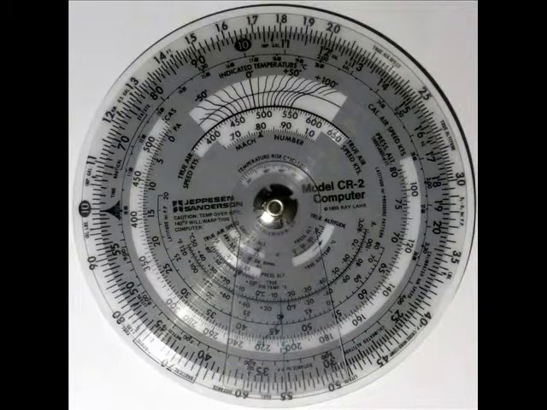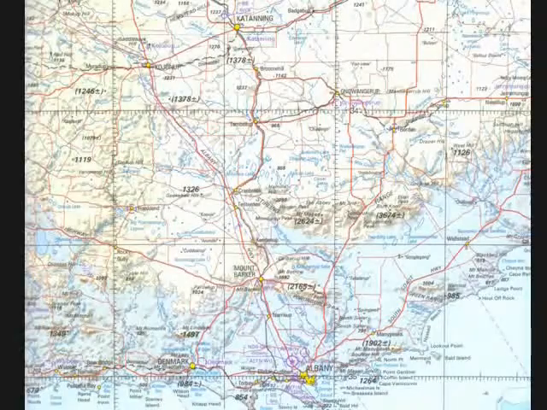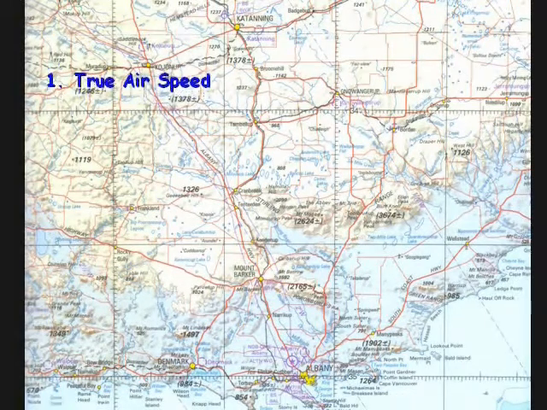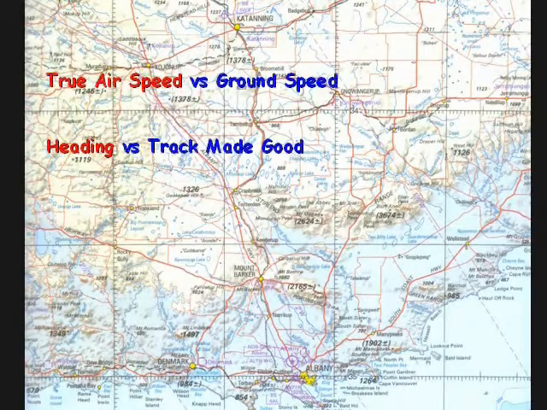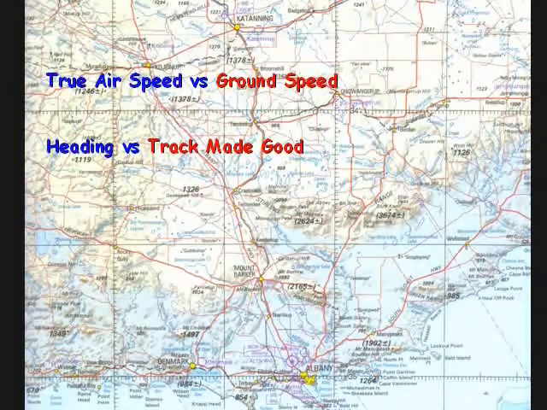The whiz wheel I'll be using for today's exercise is a Jeppesen circular flight computer. To find our actual winds en route, we require four things: our true airspeed, our ground speed, our heading, and our track made good. In other words, we compare what we've maintained with what we've achieved. We then use our whiz wheel to calculate actual winds. Let's look at an example.